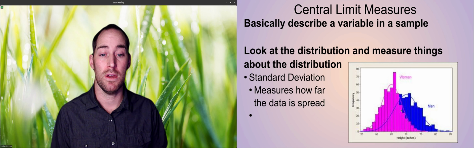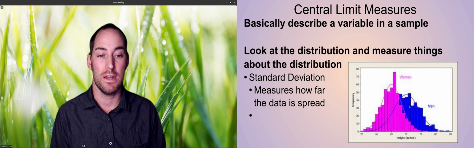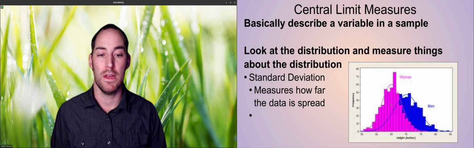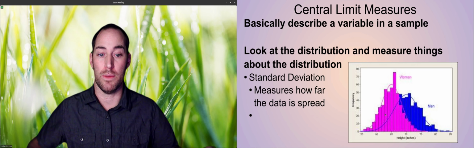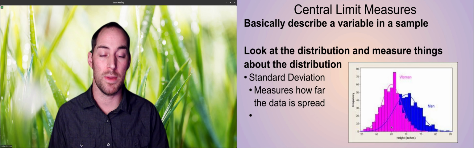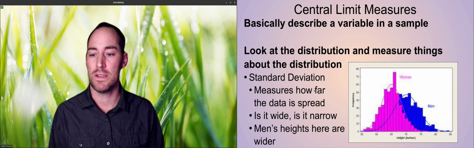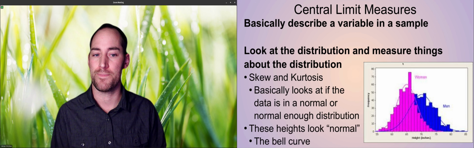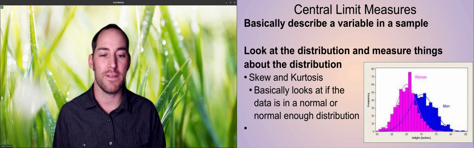So standard deviation measures how far the data is spread around the mean. So just how far out is it spread? The standard deviation for the men group here would be bigger because the spread is further than the women's group. The women's group is more squished, so the data is not spread out as far as for the men's group. And in this case, for heights, it's saying that there's not as much variance in the height of women in this, I guess this was the US population versus the men's population. So is it wide or is it narrow? Here again, men's heights is wider. So skew and kurtosis basically looks at, does this data fall well enough in the normal distribution?